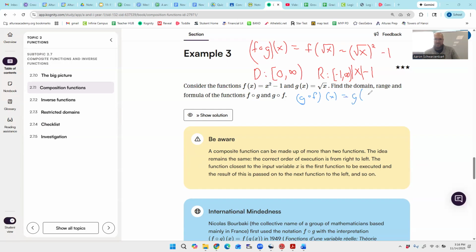which is g of x squared minus 1, which is square root of x squared minus 1. And I cannot simplify that. The domain of this function is, so I can't have a negative in the square root, which means negative infinity to negative 1, and 1 to infinity. If I'm bigger or smaller than those ones, it is going to be too big, or too small.